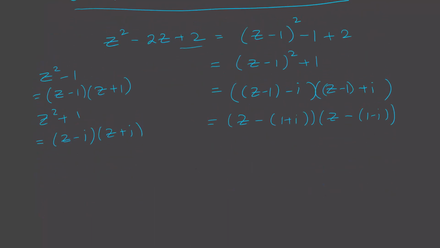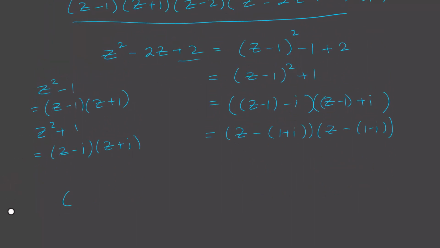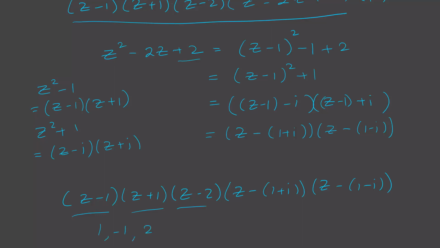So our linear factors are, going back to the line star, which is just at the top of the video there, that is going to be z minus 1, z plus 1, z minus 2, z take away 1 plus i, and z take away 1 minus i. And note, if we were solving this, solving it equal to 0, obviously, we'd end up with 3 real numbers, 1, negative 1, and 2, and a complex conjugate pair.